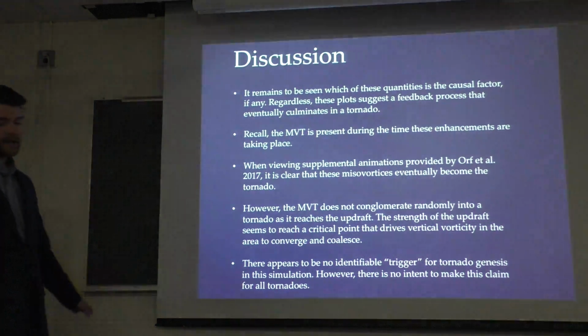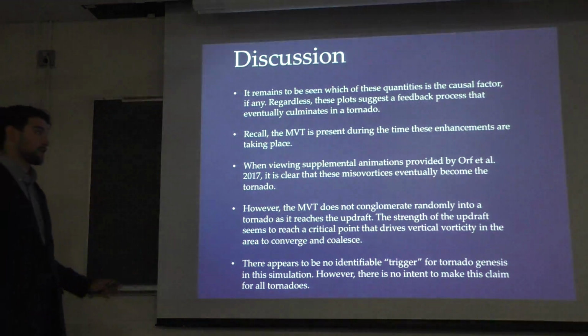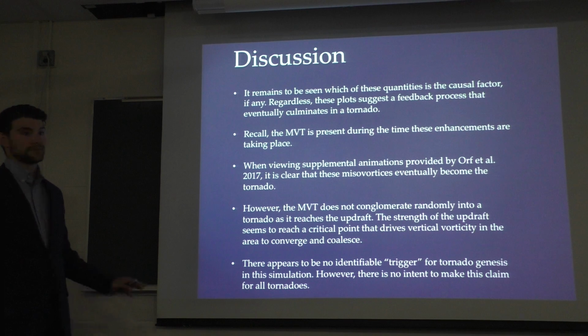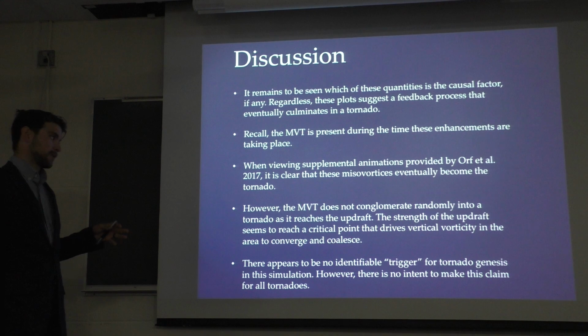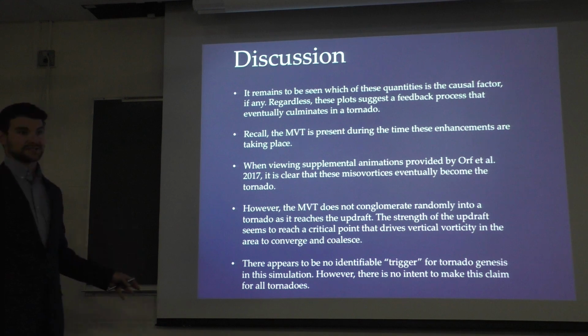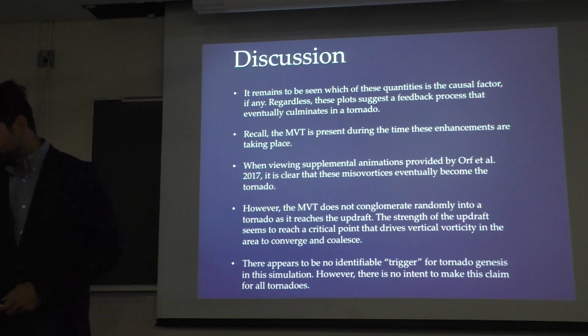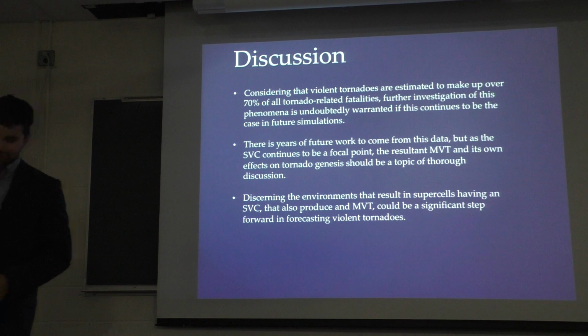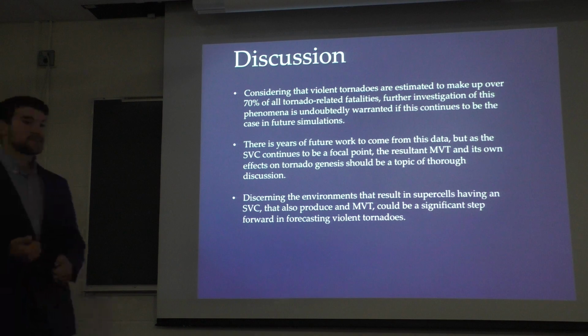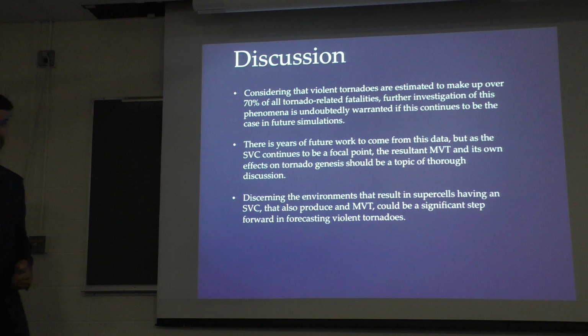And I should point out that in this simulation, we're specifically talking about violent, long-lived tornadoes, which are a very different breed from short-lived weak tornadoes. There could be entirely different modes of genesis for the weaker, shorter-lived tornadoes. So this is just one very specific facet of tornado science. Violent tornadoes make up over 70% of all fatalities related to tornadoes, so it's important that we're studying a specific problem, even if it is a very small facet of the science.